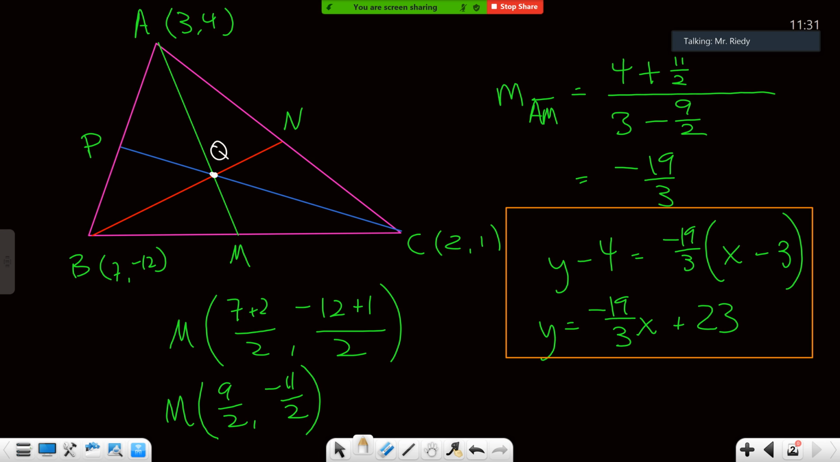The blue segment would have its own equation. The red segment would have its own equation. Any two of those segments put together will tell me where the centroid is, which is at Q. All right, questions about the process?